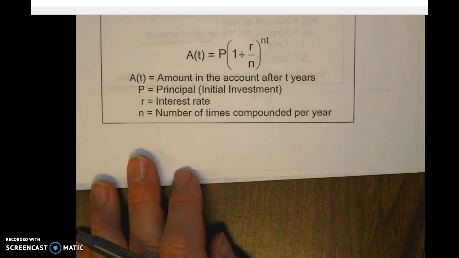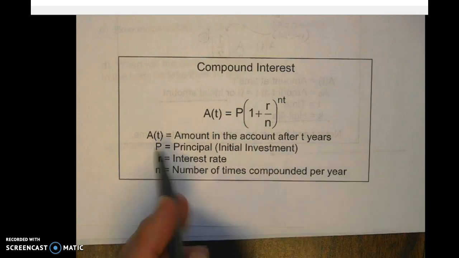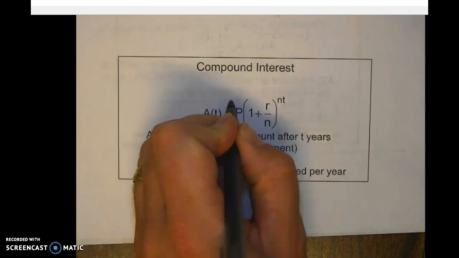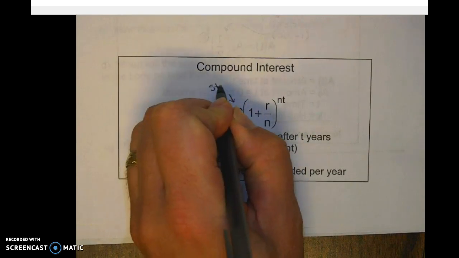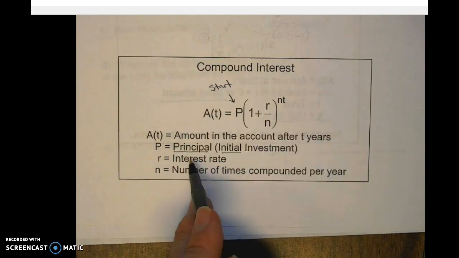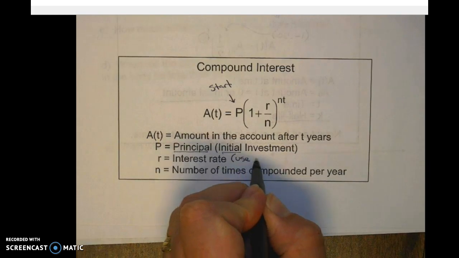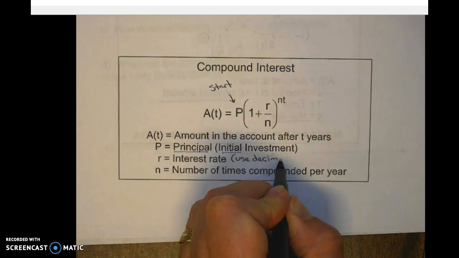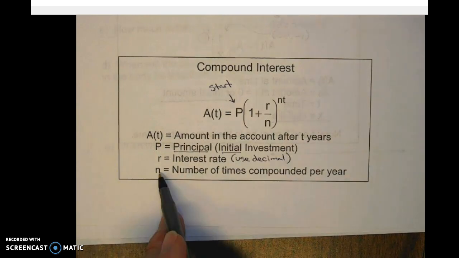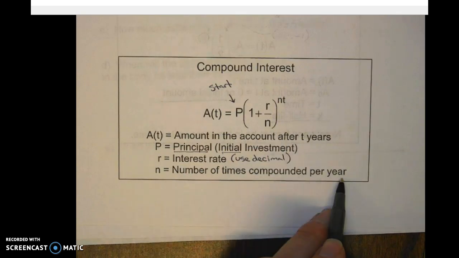Okay, let's talk about the compound interest. So P is our principal, which is our initial investment. So this is how much we start with. R is our interest rate. Always remember to use decimal, not percent. Okay. N, these two values here, the number of times compounded per year.